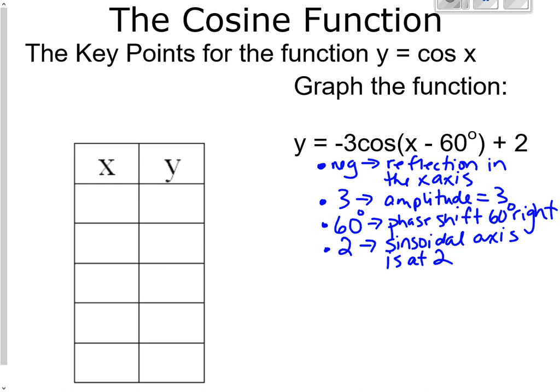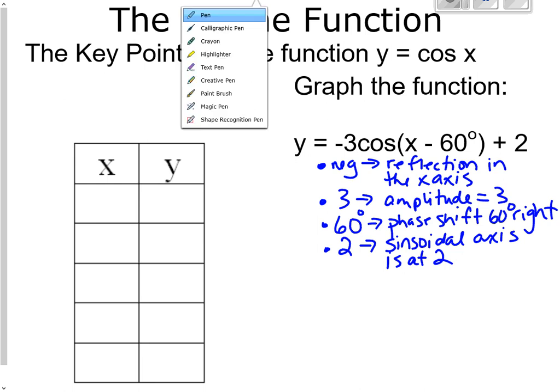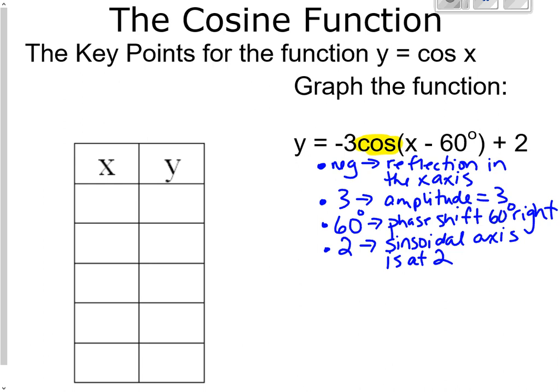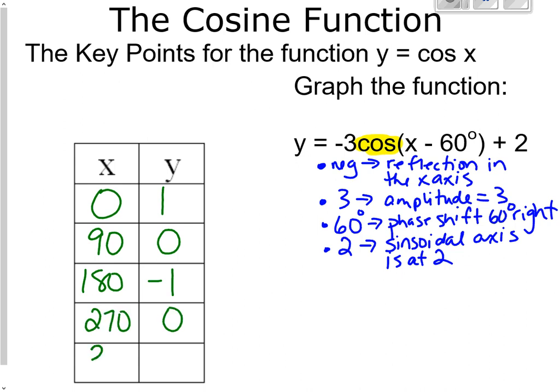Okay, so we're going to start with our base graph. Now this is cosine, so let me highlight this here. We're now talking about cosine, so we're going to put those cosine values in. At 0, it's at 1. At 90, it was at 0. At 180, -1. 270 is at 0. And 360 is at 1. So here's our base graph for cos.